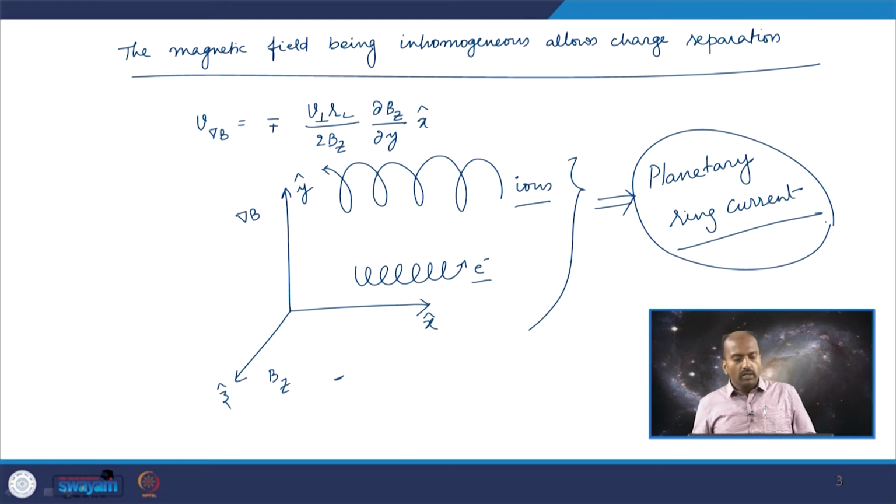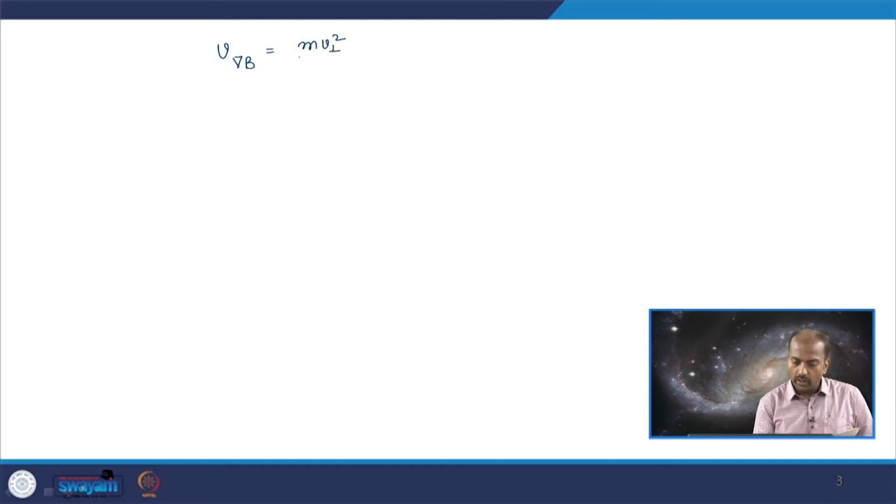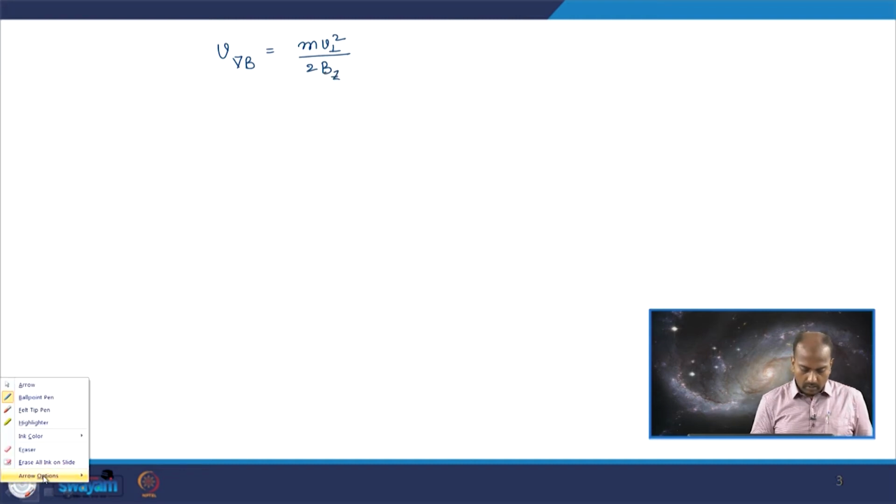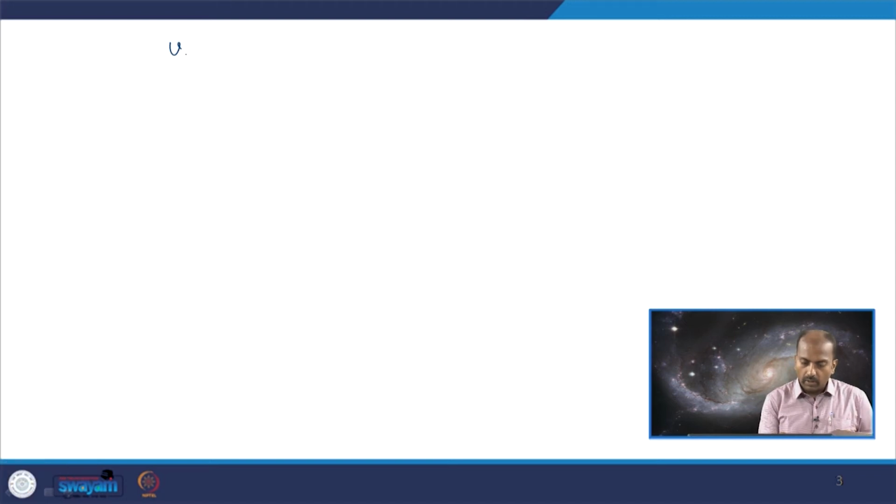So this was something about the gradient drift velocity. Generally, the gradient drift velocity can be more suitably simplified in a more general form as V del B is m V perpendicular squared divided by 2 B_Z, or V del B is m V perpendicular squared divided by 2q times B cross del B divided by B squared.